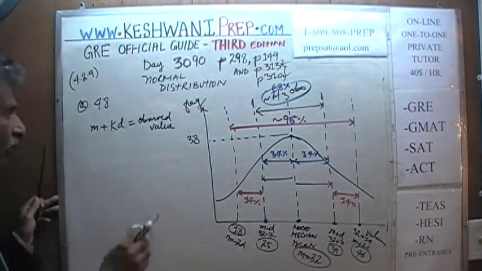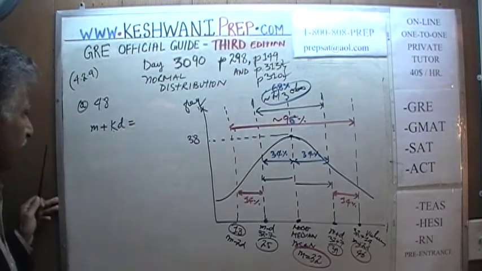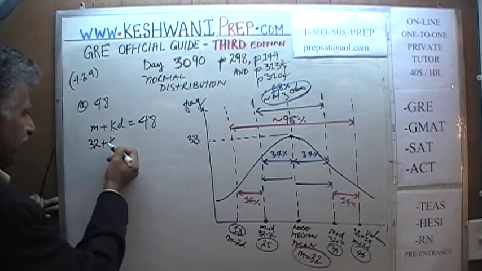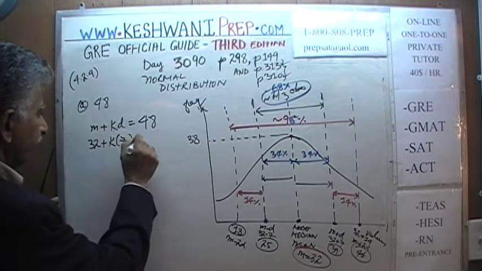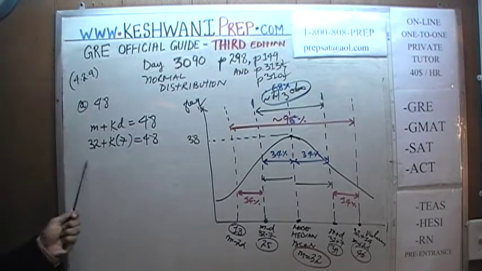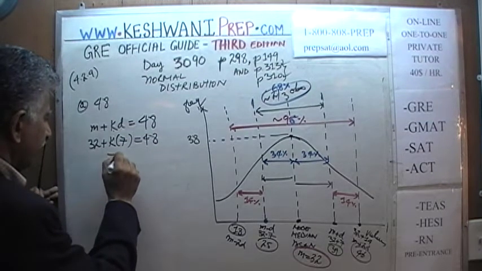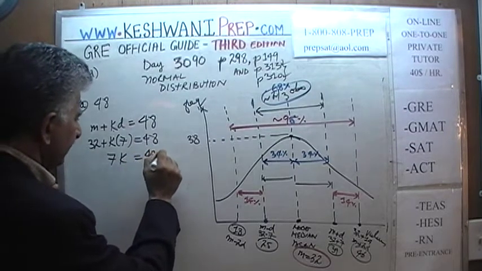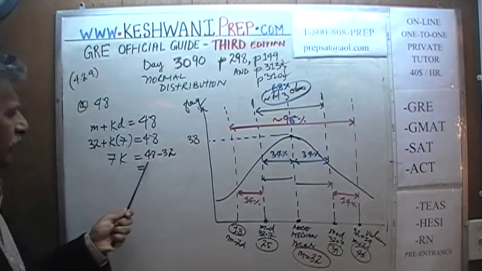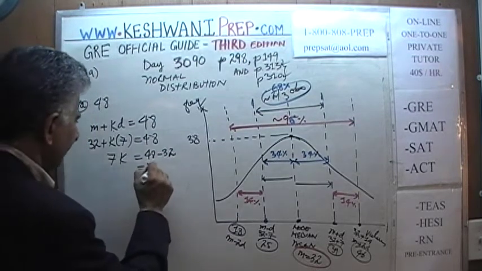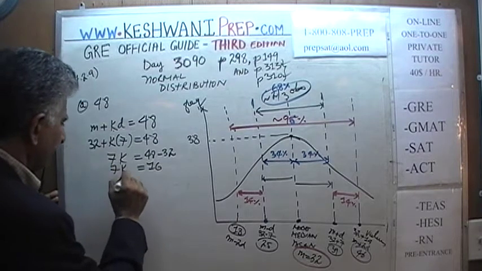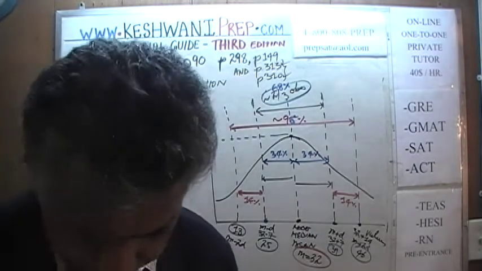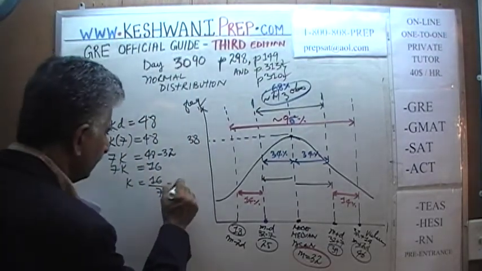So k is our unknown. Observed value is 48. The mean is 32. K is what we want to find out. And standard deviation is 7. Subtract 32 from both sides and we're going to end up with 7k equals 48 minus 32. 48 minus 30 would have been 18, so it's going to be 16. 7k equals 16, and k equals 16 over 7.